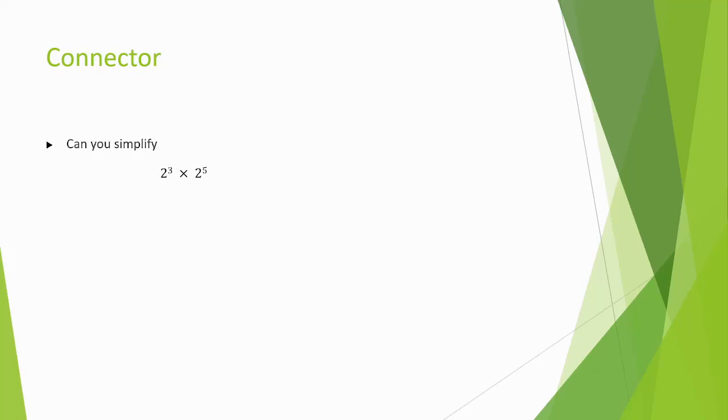we can expand out the two index notations so that we've got 2 times 2 times 2 multiplied by 2 times 2 times 2 times 2 times 2. Then we get rid of the brackets and then we simplify it back down to an index form. But this can actually be done really quickly using the index laws.